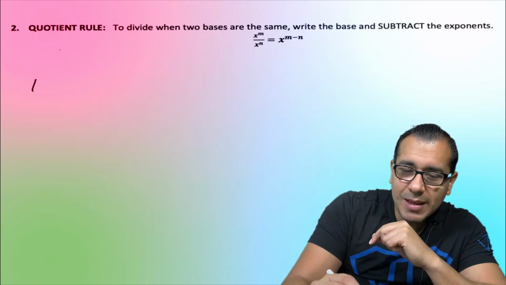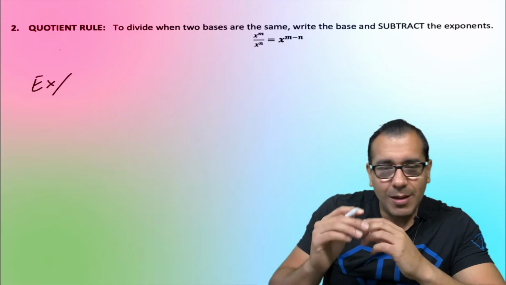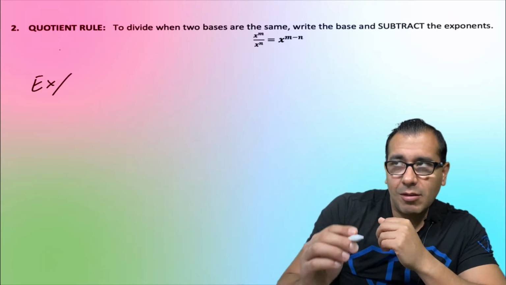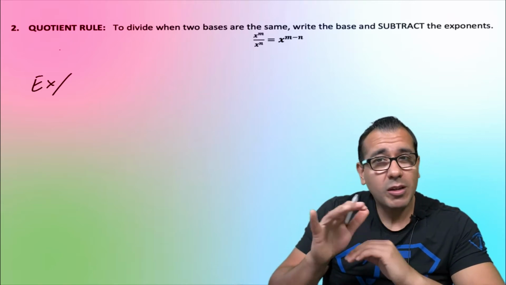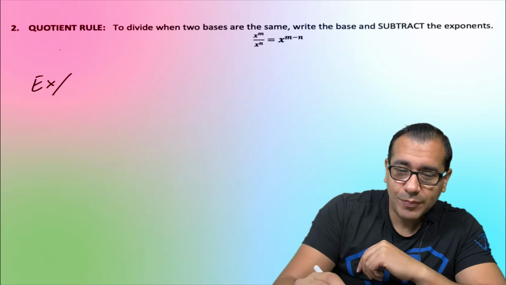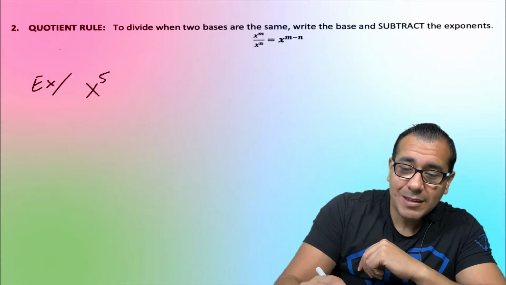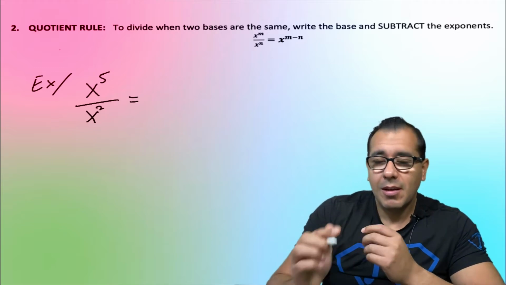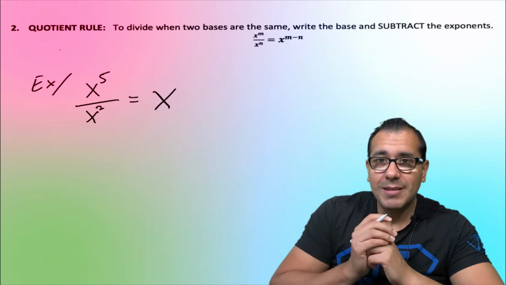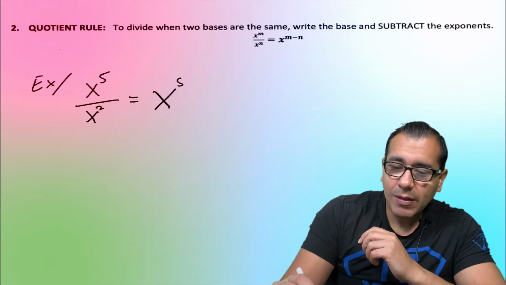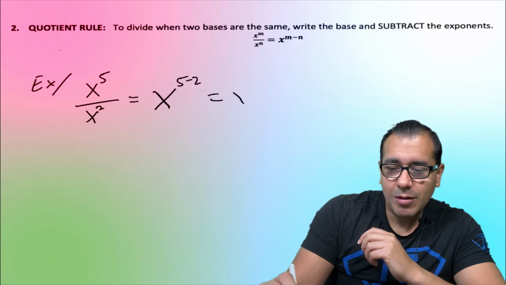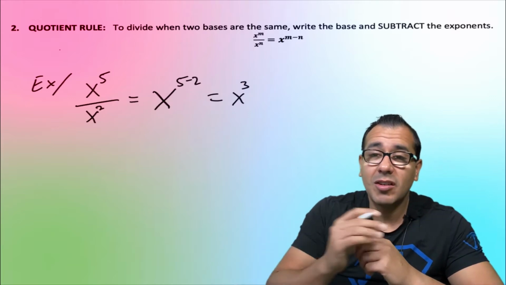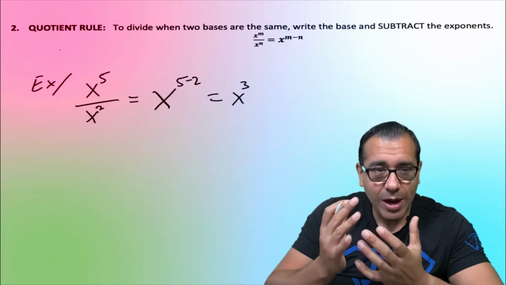So let's do some examples here. And again, some people make the mistake of they'll always do the bigger one minus the smaller one. No, top minus the bottom, right? So let's say we have x to the 5th over x squared. So here, all we do is we write one base, that's key, and then we have the 5 minus the 2, or just x cubed. So again, all we do is subtract.